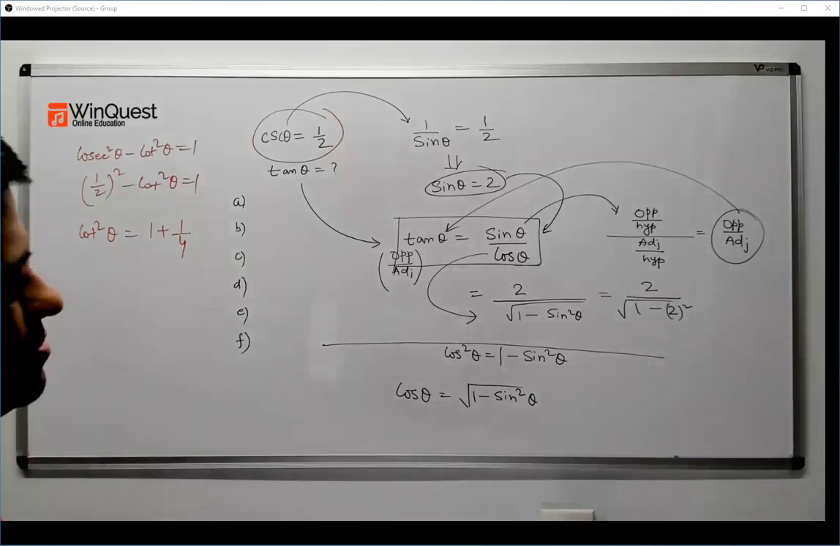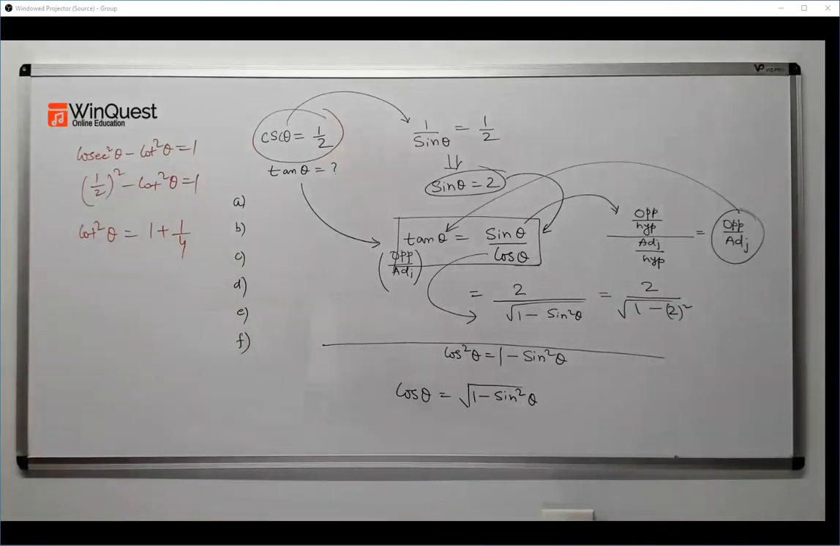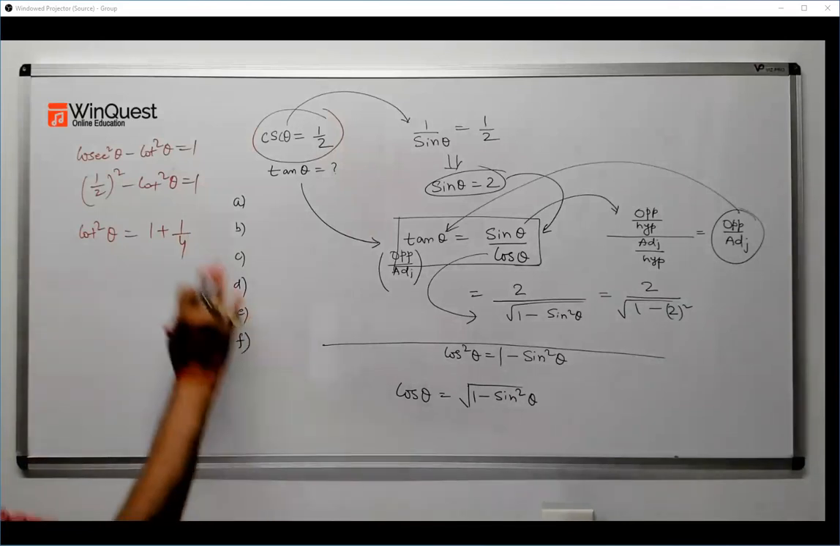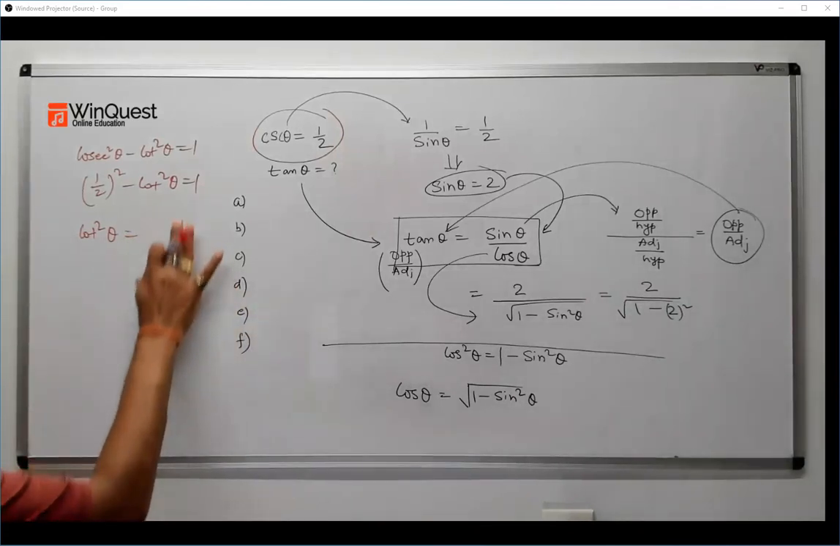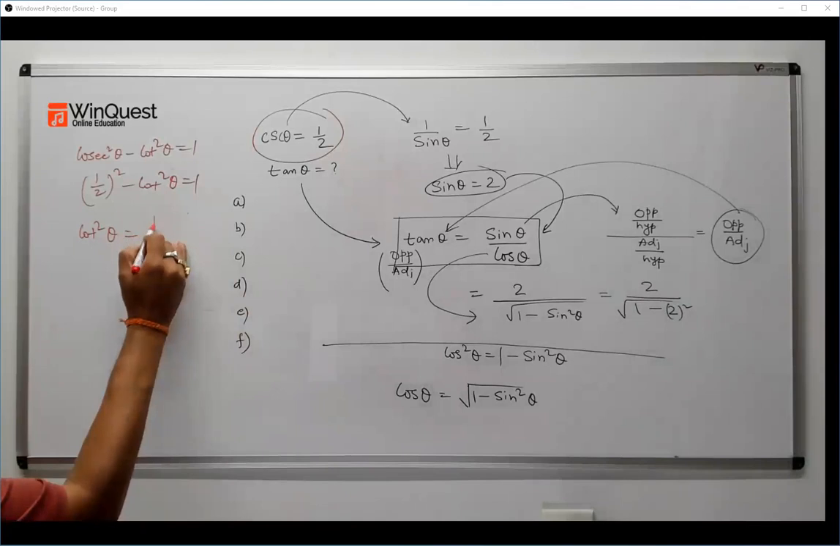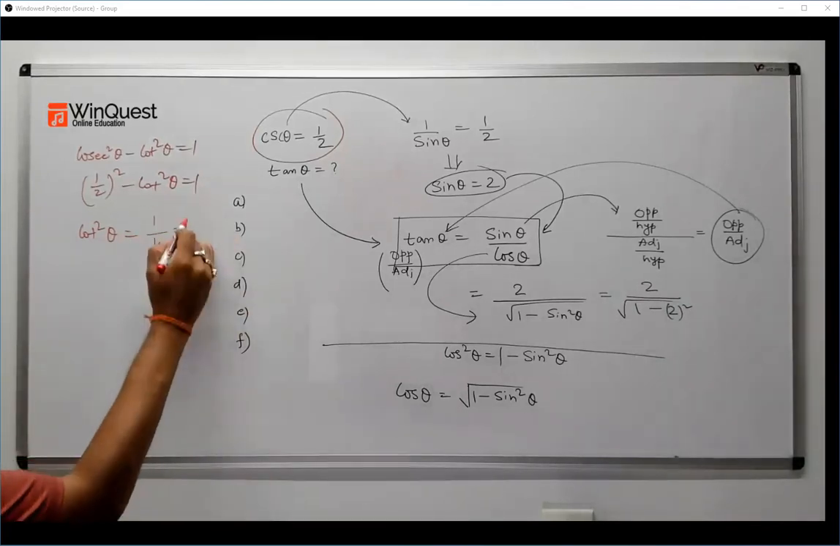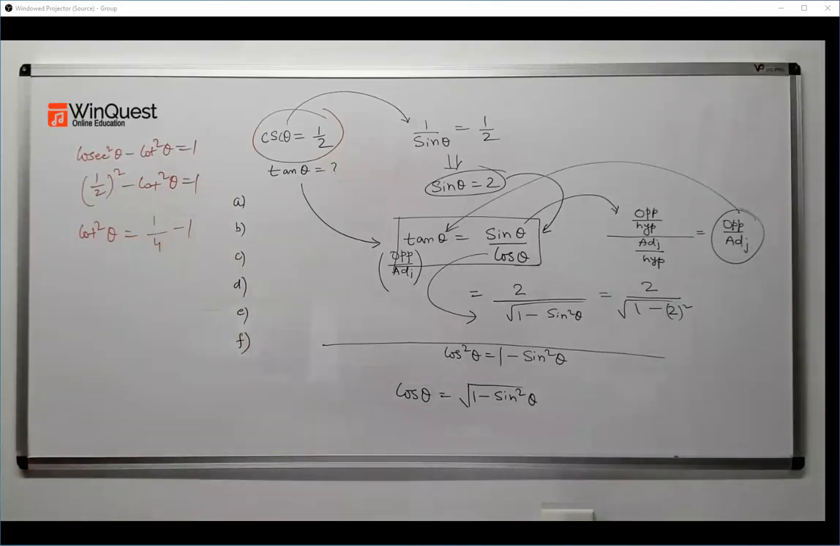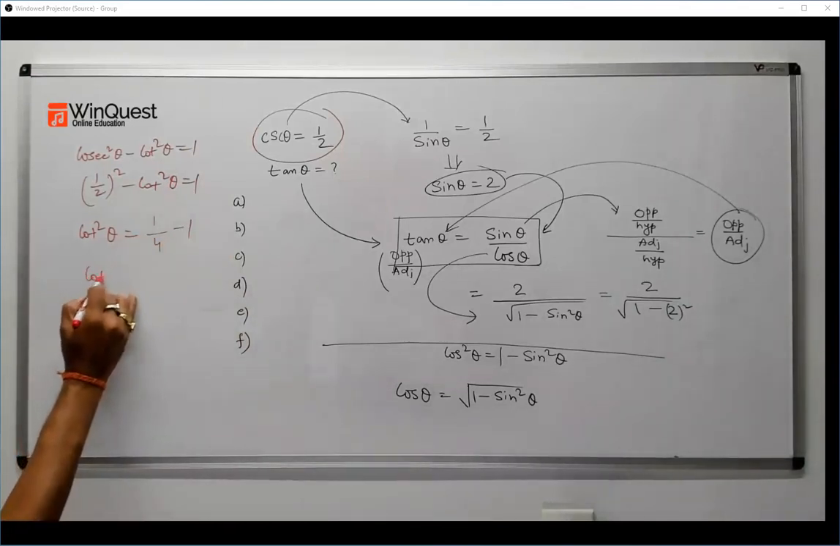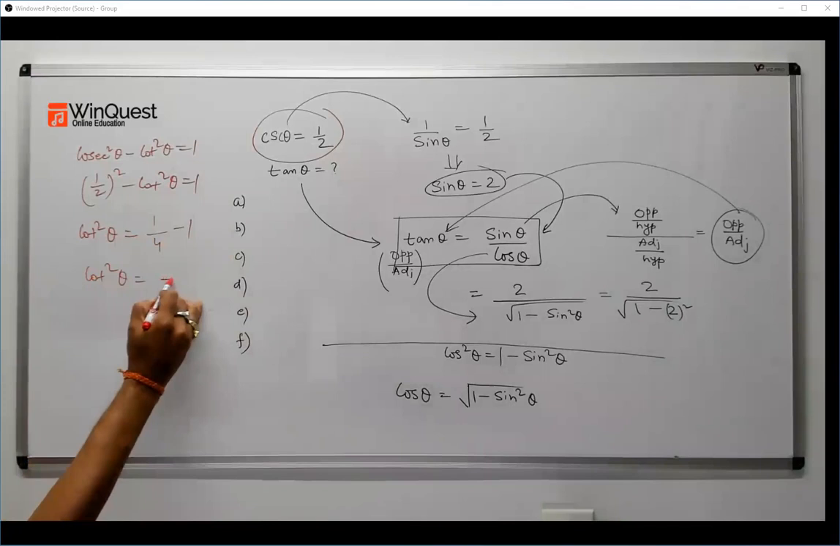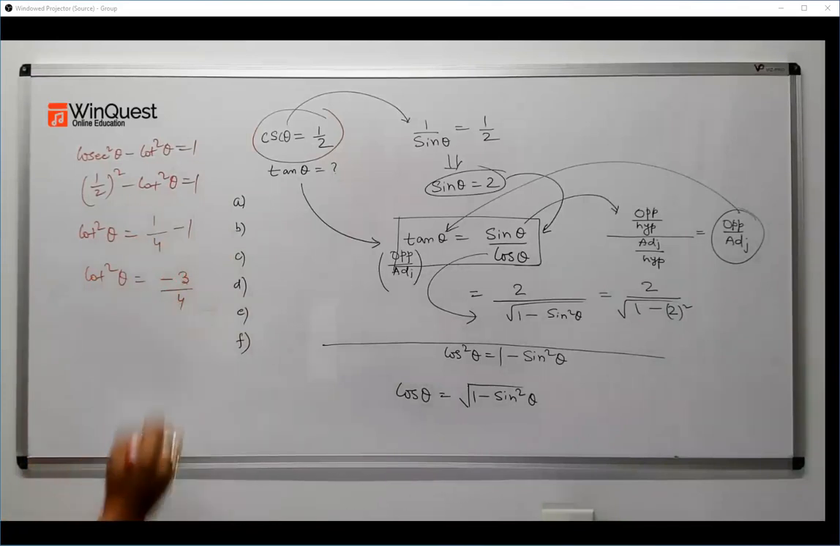Probably 1 minus 1 by 4. I think it would be minus 1 plus 1 by 4. It is 1 by 4 minus 1. Is it okay now? Okay, cot square theta equals minus 3 by 4. Is it okay?